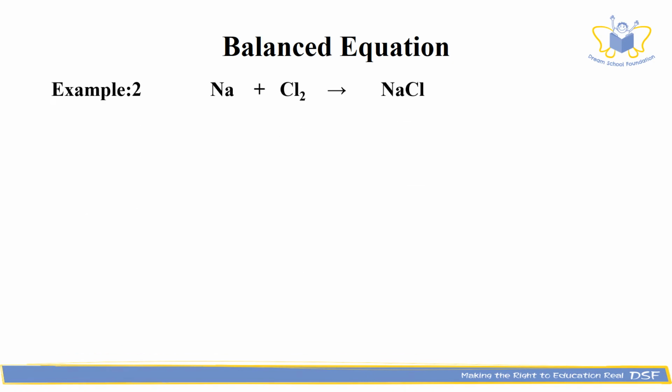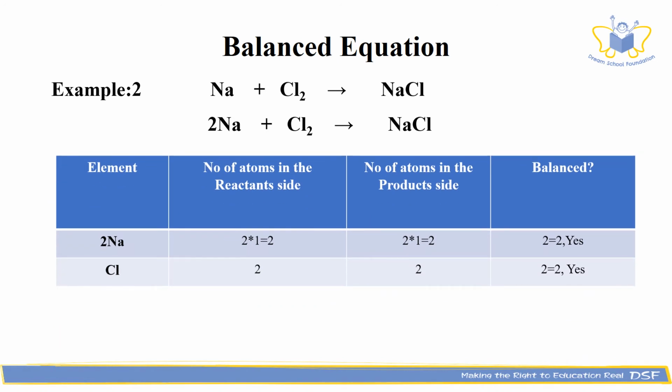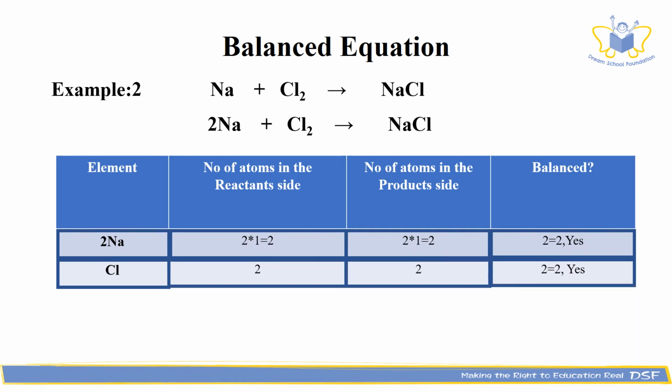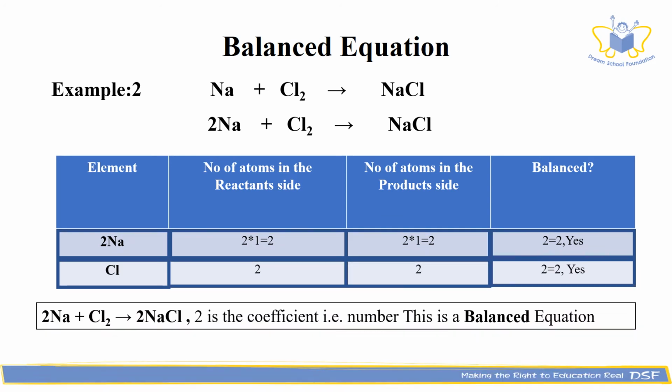Let us try to balance this equation. When we put coefficient 2 for sodium, it becomes 2Na, and chlorine remains Cl2 in the reactant side. The number of atoms in the product side, when we multiply NaCl with 2 as the coefficient, it becomes a balanced equation. Here, the reactants and the product side are equal. 2 is equal to 2. So now it's a balanced equation. 2Na plus Cl2 gives 2NaCl.